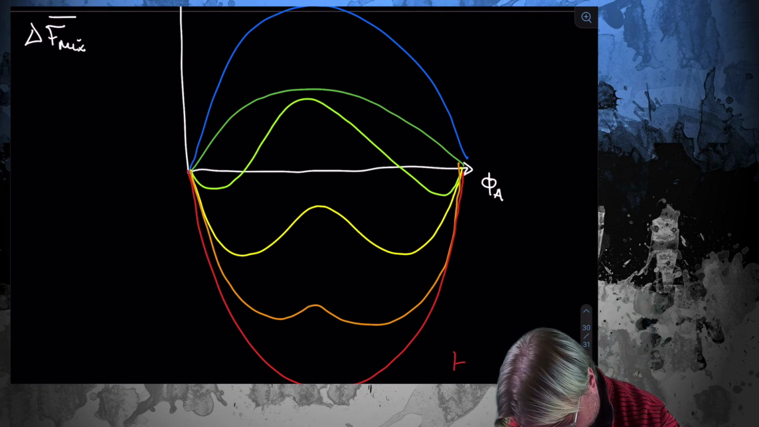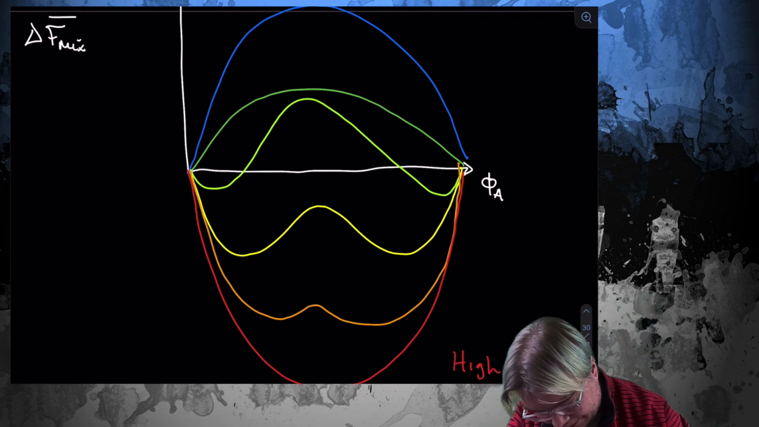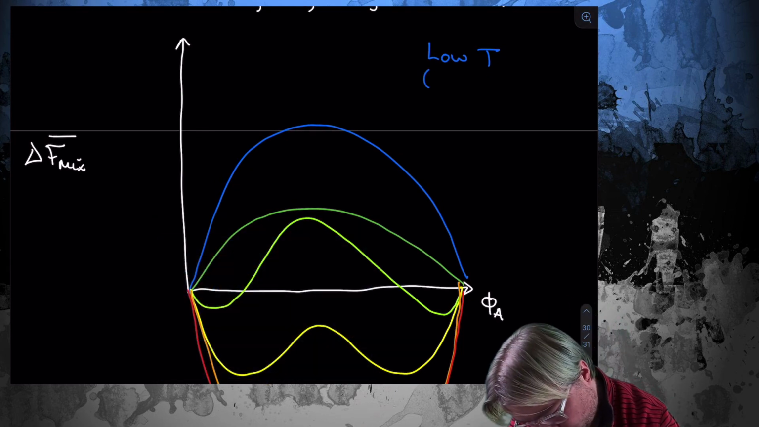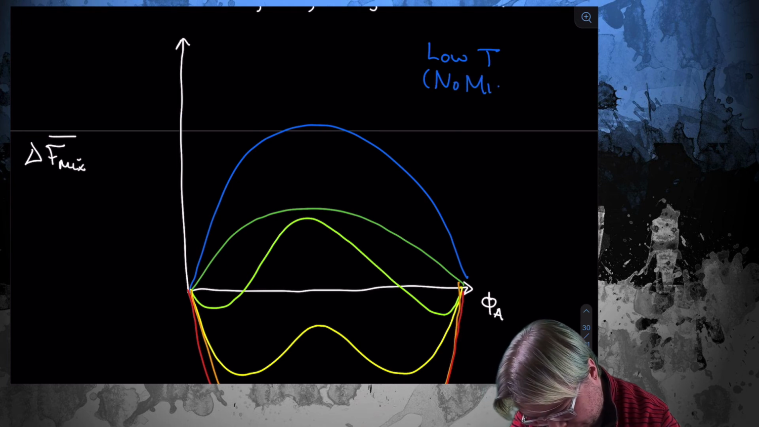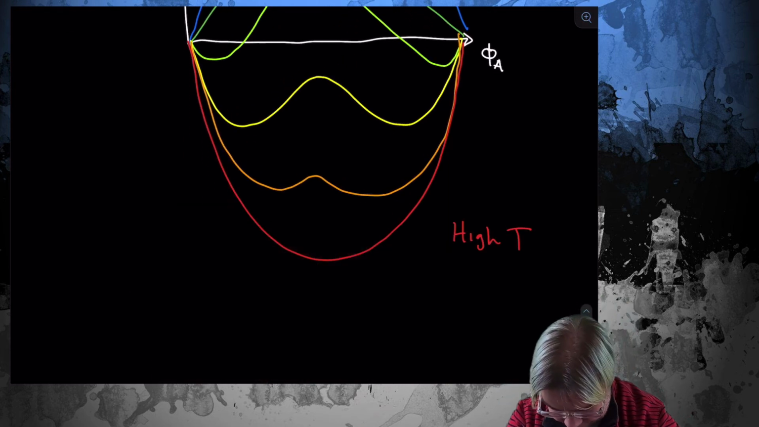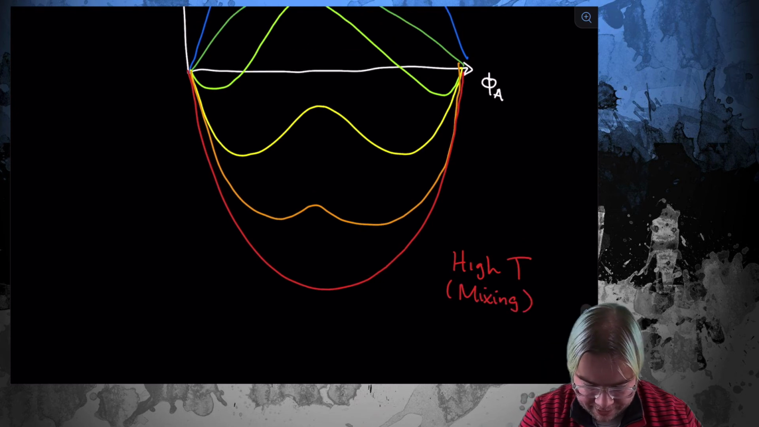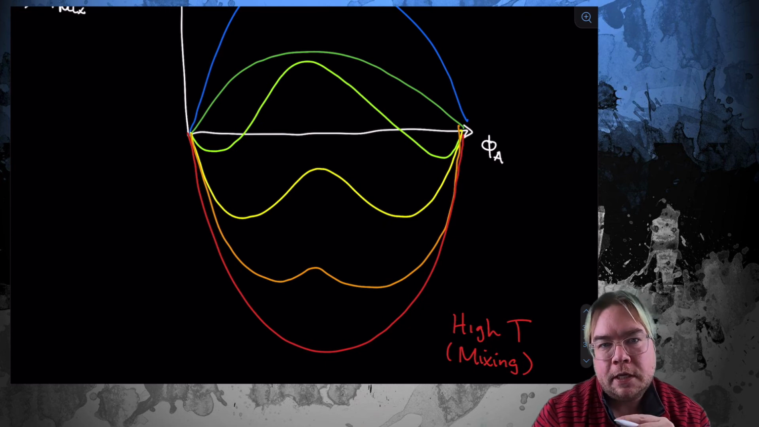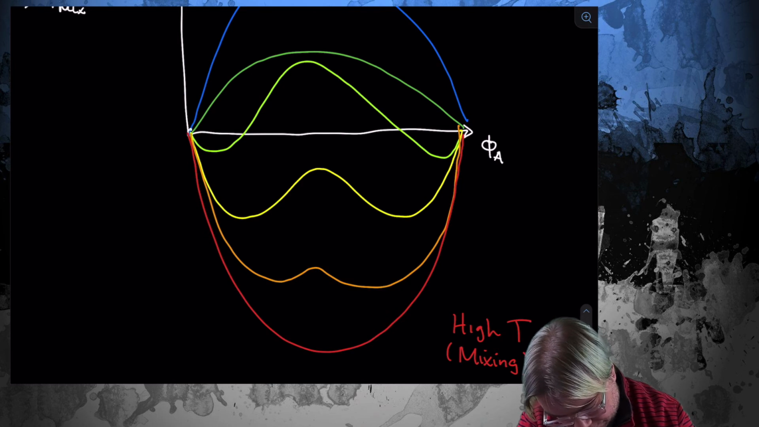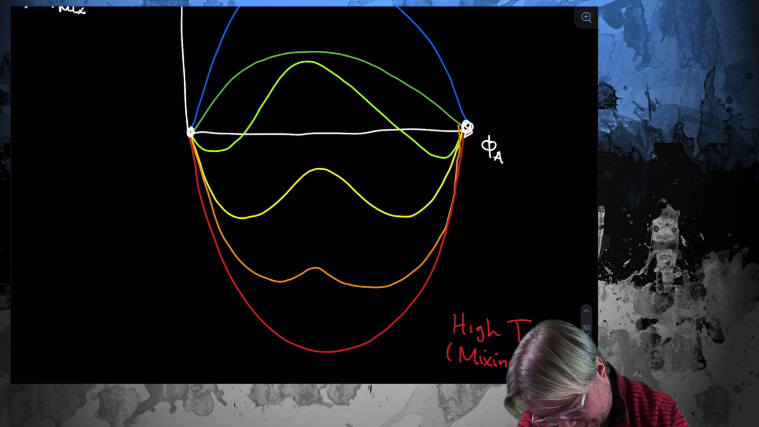And again, I'm going from low temperature to high temperature. So in terms of this drawing down here at low temperature, I have no mixing. And at high temperature, that's where my system is going to mix. Now, as an example of what our goal is, let's start drawing where our stable points are. So initially, our stable points will be at 0 and 1.